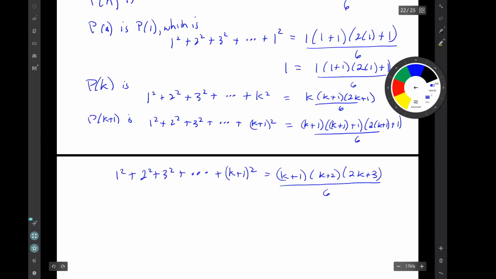So I rewrote the right side. Instead of k plus 1, I wrote k plus 2. And instead of 2(k+1), I just wrote 2k plus 3. So this is P(k+1).